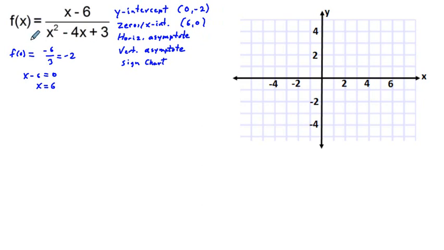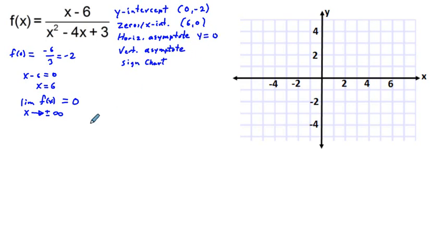A horizontal asymptote we find if we take the limit as x approaches, in this case we can go to positive or negative infinity, of f of x. That is going to be 0. And why is that? Because with this (x minus 6) over (x squared minus 4x plus 3), as the x values get larger and larger, this expression in value becomes closer and closer to 0. And so we're going to say y equals 0 is our horizontal asymptote.